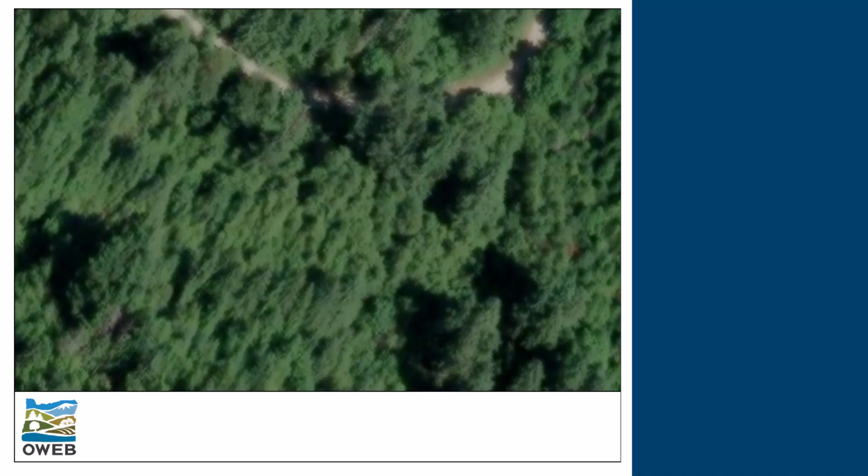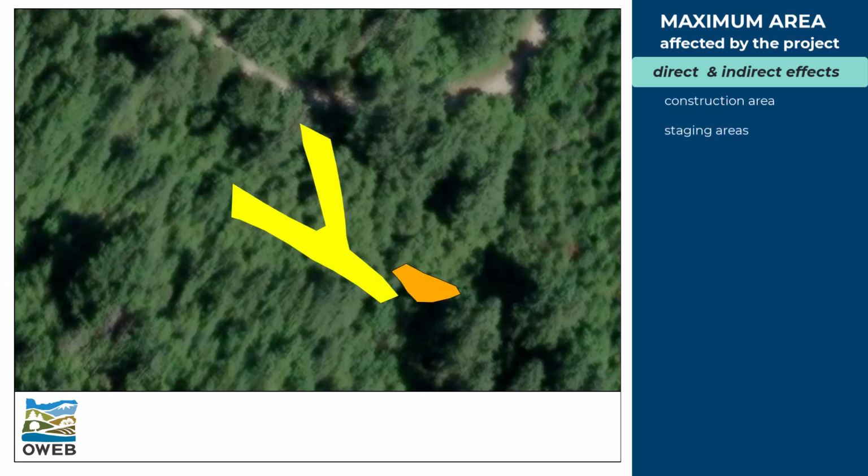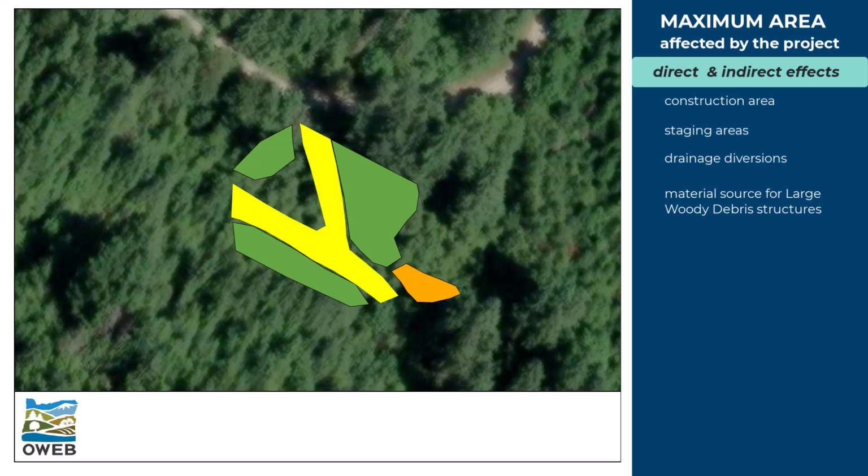Here are some helpful tips to consider while putting together your map. As previously mentioned, include the maximum area that will be affected during the project. Consider both direct and indirect effects. Include the construction area, staging areas, drainage diversions, material sourcing for large woody debris structures, access roads, disposal areas, and others as appropriate. Ready to go, right?